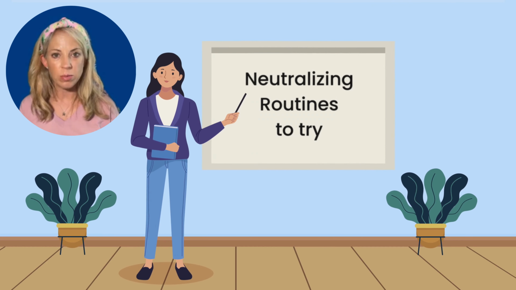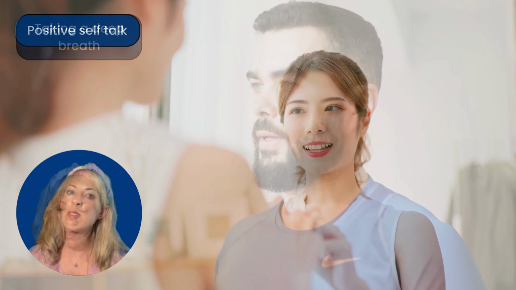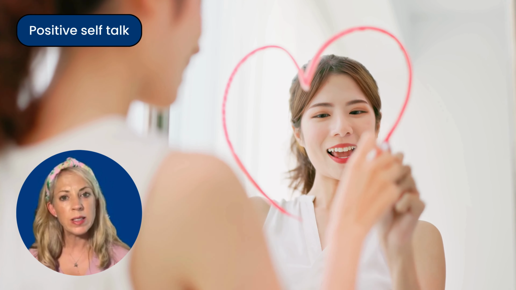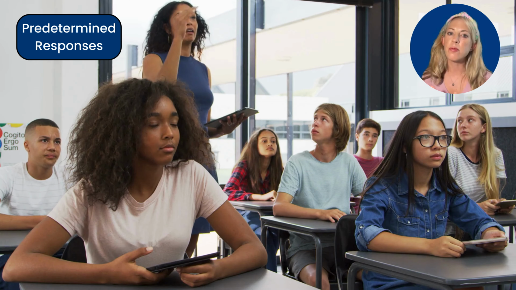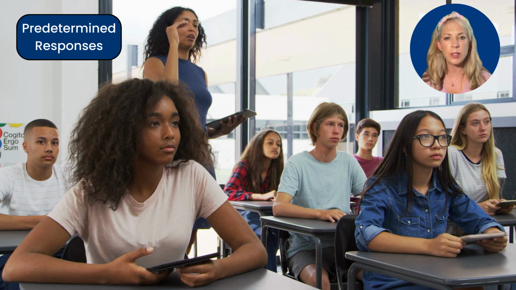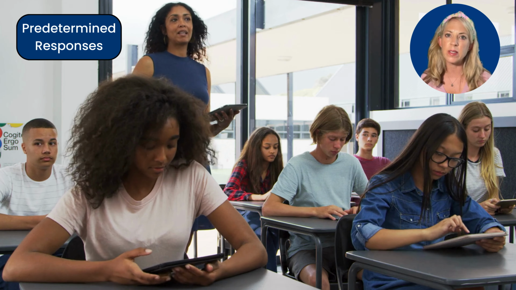Here are some neutralizing routines that we can use in these situations. Taking a few seconds to breathe deeply and calm down. This is a great strategy to model for your students. Using positive self-talk to remind oneself of the goal to respond calmly and fairly. Having a set of predetermined planned responses for common challenging behaviors. For example, a nonverbal cue such as a clap or a bell to get all students back to their seats and refocusing, or an open-ended question to help a struggling student, such as, how can I help you refocus, or what do we need to fix this?